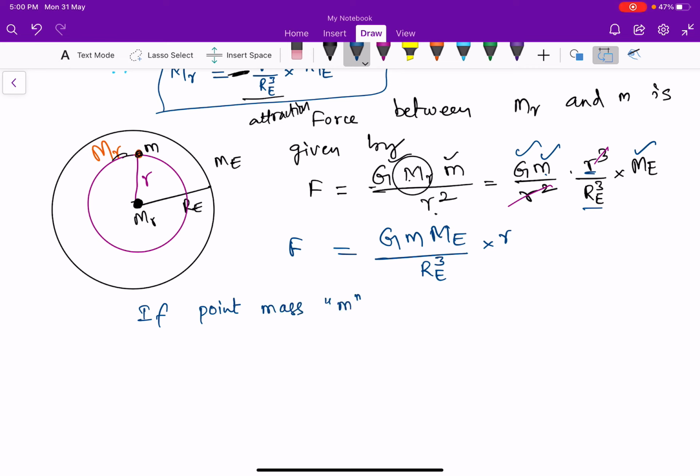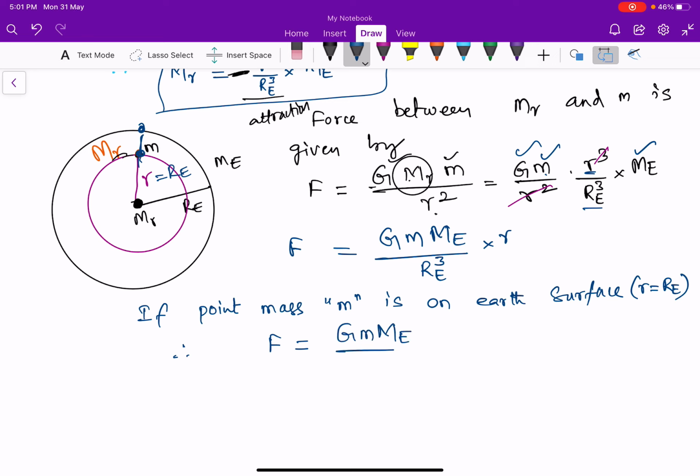If point mass m is on the earth surface, therefore small r is equal to the radius of earth. When the point mass is shifted to the earth surface, r is equal to simply Re in that case. So in that case, the net force is given by G m Me divided by Re cube into Re. I am substituting Re in the place of r.